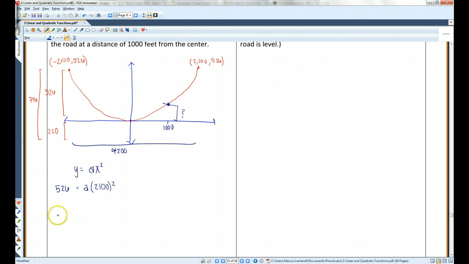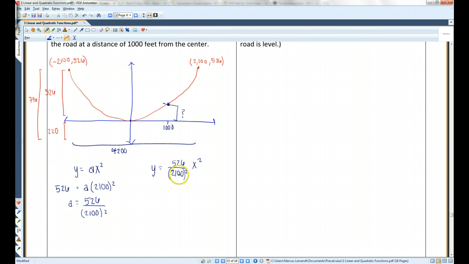Okay, so I'm going to solve this here. I'm going to rearrange it so that a equals 526 over 2,100 squared. Okay. I guess we could just leave it like that. So y is going to equal 526 over, let me erase that big parentheses. No need for it. (526) over 2,100 squared, x squared. I'll put these parentheses though.